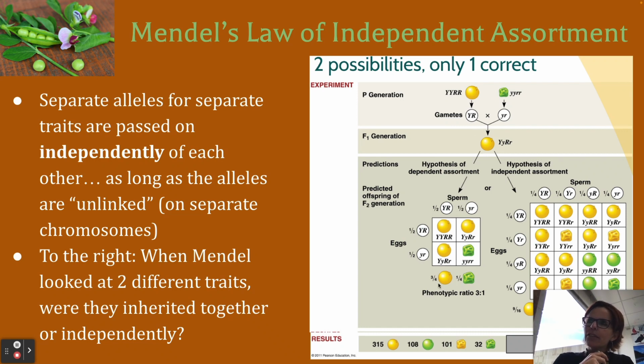So if we take a look here, using the Punnett squares, the prediction, if they are dependent, if they're inherited together, we should see a 3-to-1 ratio in the offspring. But if they are inherited independently, then we should see a 9-to-3-to-3-to-1 ratio.